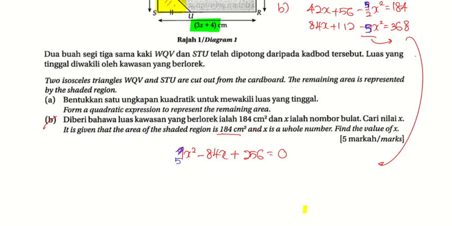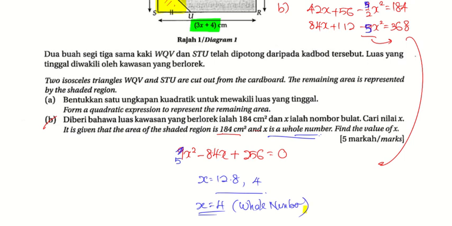Okay, then I need to press again. This is 5, negative 84. Okay, so x I have 12.8, and another one x equals 4. Two possible answers. And then given x is a whole number, x equals 4, whole number. Okay, so done. Any question?